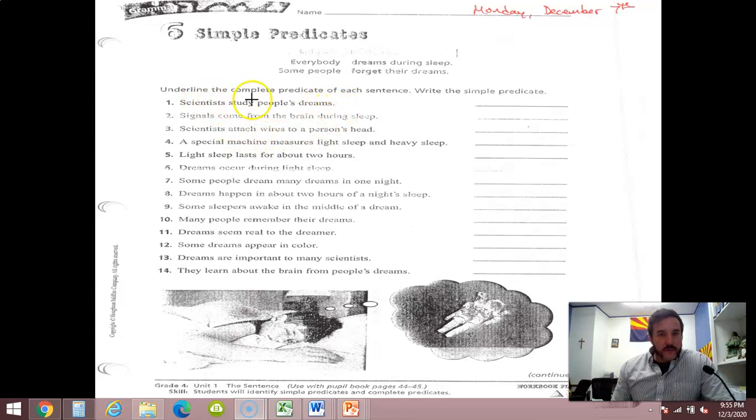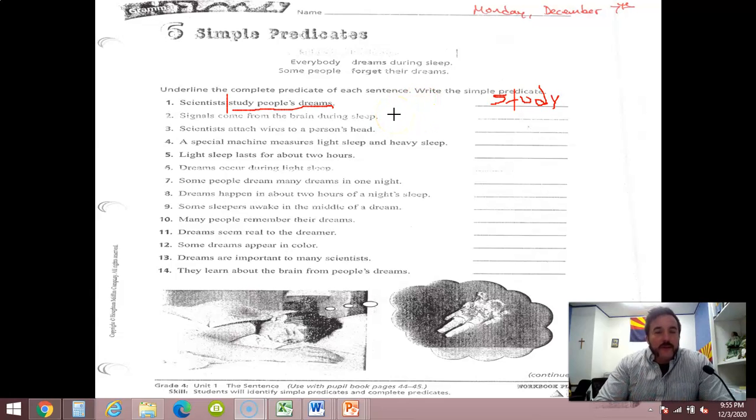Scientists study people's dreams. I should read the directions first. Underline the complete predicate of each sentence. Write the simple predicate. Let's go, number 1. Scientists study people's dreams. Who or what did something? Scientists. I'm going to put my line break there. I'm going to follow directions. I'm going to underline the complete predicate, because everything after that line that breaks the subject from the predicate is a complete predicate. And then simple predicate, in one word, what do scientists do? Study. Now, I'm sorry this is hard to write with a cursor, but at any rate, that's a simple predicate.